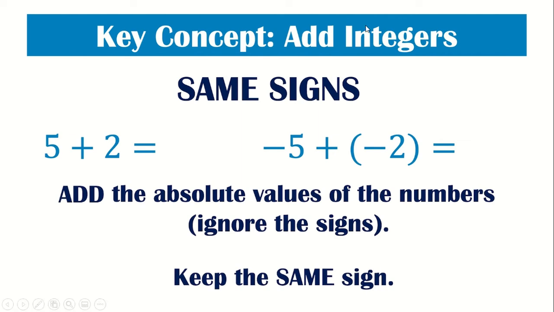So for 5 plus 2, 5 plus 2 is 7, but both are positive, so the final answer would be positive 7. In our second one, both are negative, but we need to ignore the signs and get the absolute values of each number, which is 5 and 2. 5 plus 2 is 7. But again, the last step, keep the same sign.